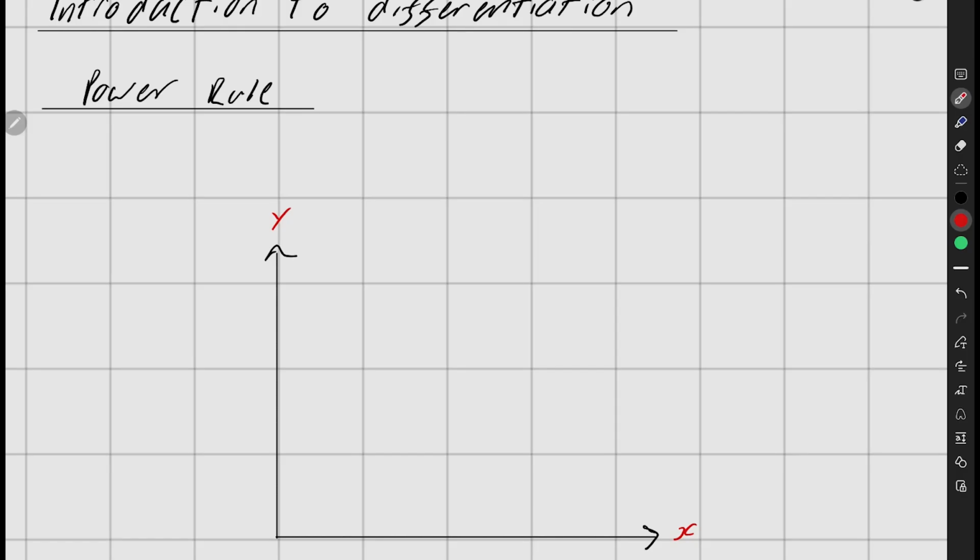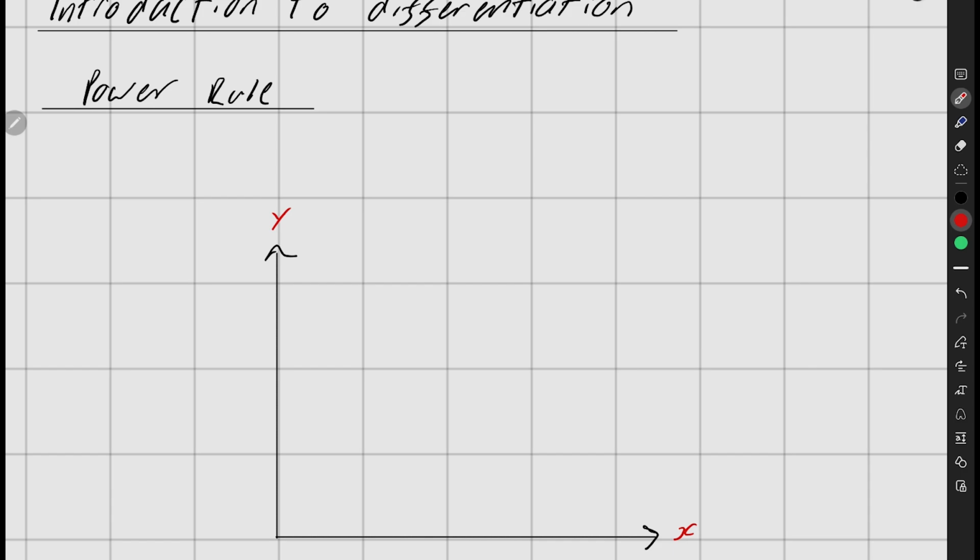In this video, we're going to be talking about the basics of differentiation calculus. We're going to be discussing the power rule, and we're also going to talk about what is differentiation, where does it come from, who invented it, and how does differentiation calculus apply to today's day and age. So let's begin. What is differentiation?